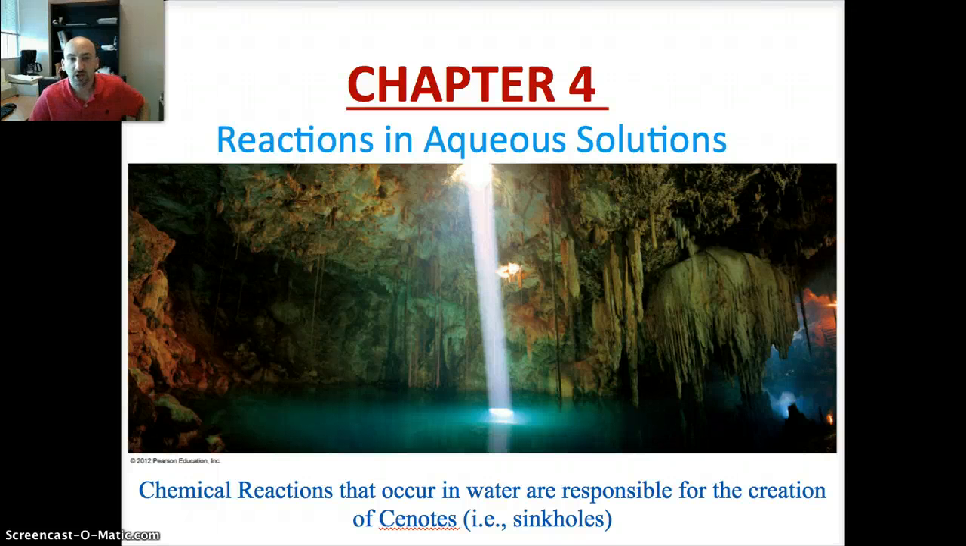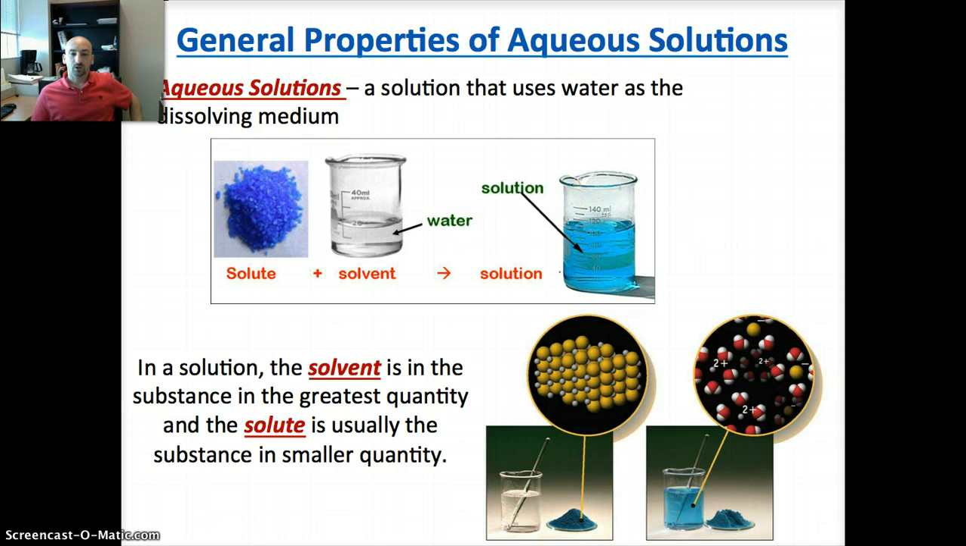Alright, welcome. This is Chapter 4, Part 1, and this is going to be reactions in aqueous solutions. So, in order to talk about reactions in an aqueous solution, we first need to define what an aqueous solution is. It's a solution that uses water as a dissolving medium.